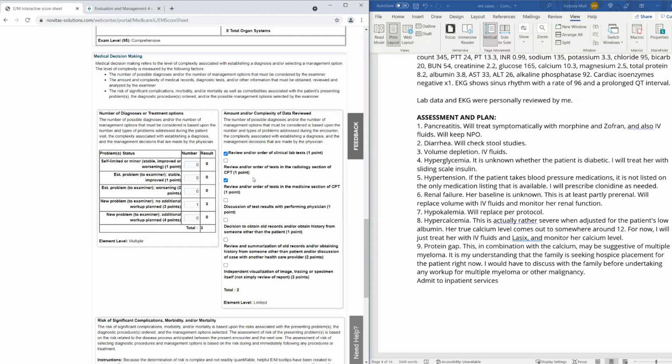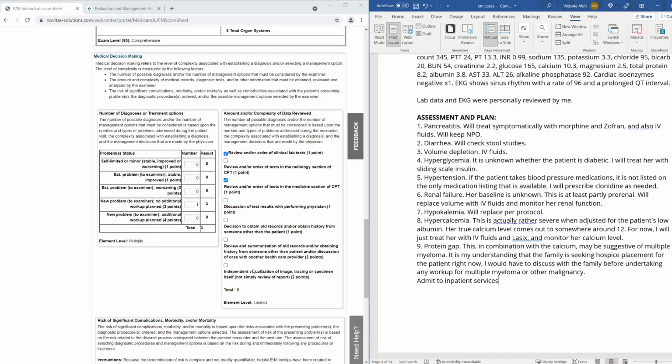Now, as far as other components here, we are not reviewing or ordering x-rays. I didn't see any test studies done with the provider. I'm not seeing any reviews of old records or obtaining history from someone other than the patient. There's no summarization of any old records. It says here about obtaining history from someone other than the patient or discussion of the case with another healthcare provider. Here it says that I would have to discuss with the family, but it doesn't have any description of a conversation that was had with the family.